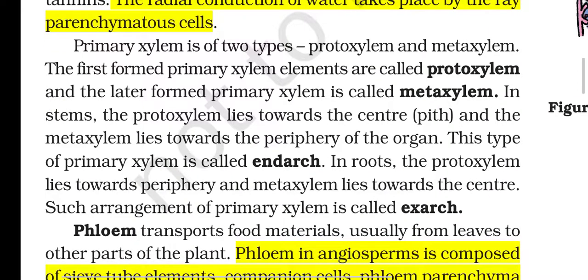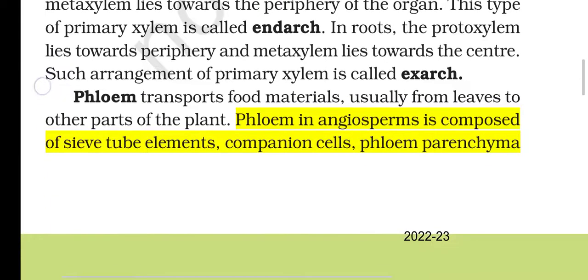Primary xylem is of two types, protoxylem and metaxylem. The first formed primary xylem elements are called protoxylem, and the later formed primary xylem is called metaxylem. In stems, the protoxylem lies towards the center, pith, and the metaxylem lies towards the periphery of the organ. This type of primary xylem is called endarch. In roots, the protoxylem lies towards the periphery and metaxylem lies towards the center. Such arrangement of primary xylem is called exarch.